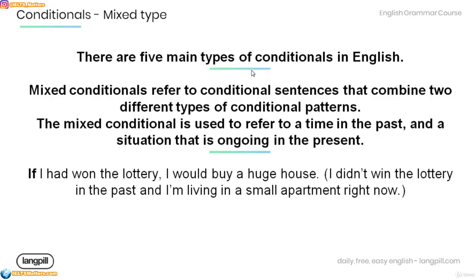Now, there are 5 main types of conditionals in English, and amongst them are mixed conditionals. Now, mixed conditionals refer to conditional sentences that combine two different types of conditional patterns. The mixed conditional is used to refer to a time in the past and a situation that is ongoing in the present. Have a look at the example below. If I had won the lottery, I would buy a huge house. Now, this means that I didn't win the lottery in the past, and I'm living in a small apartment right now.